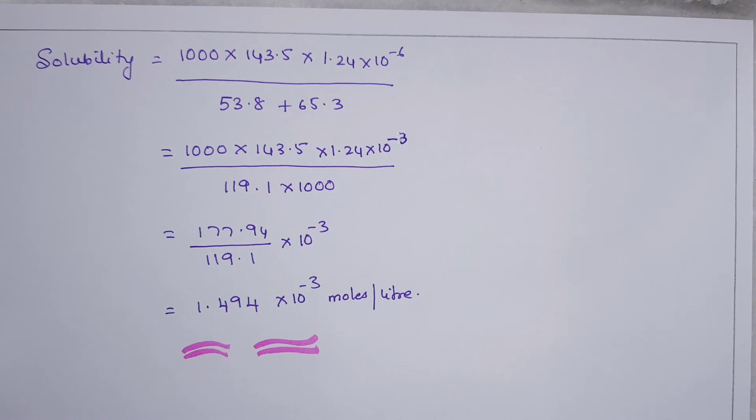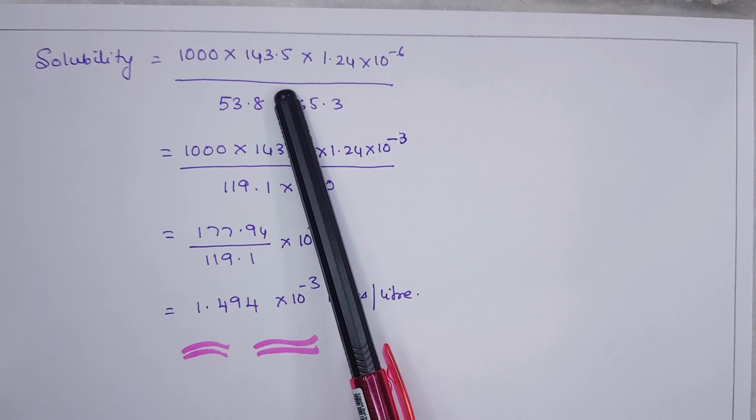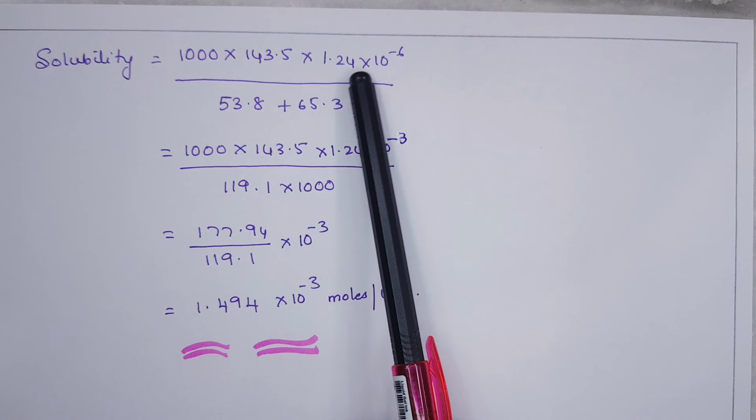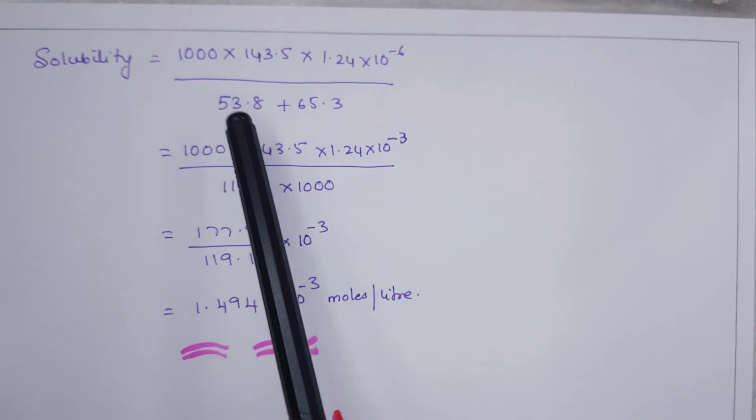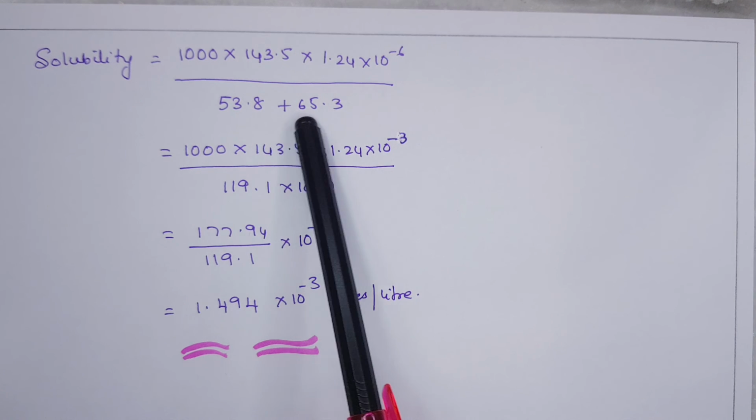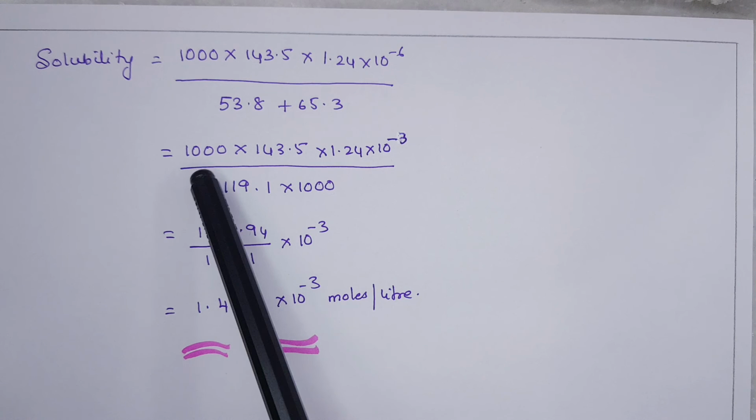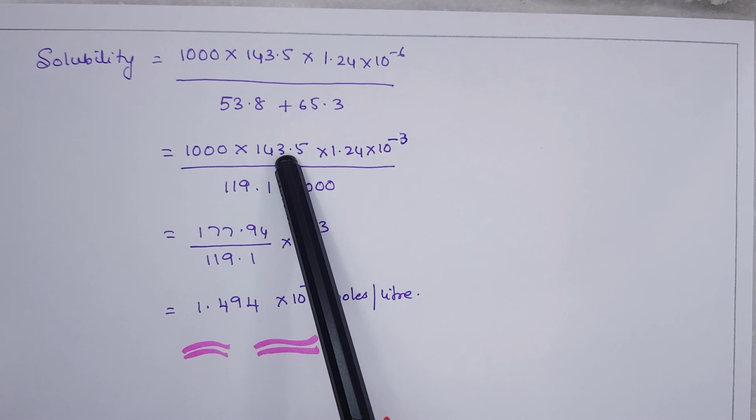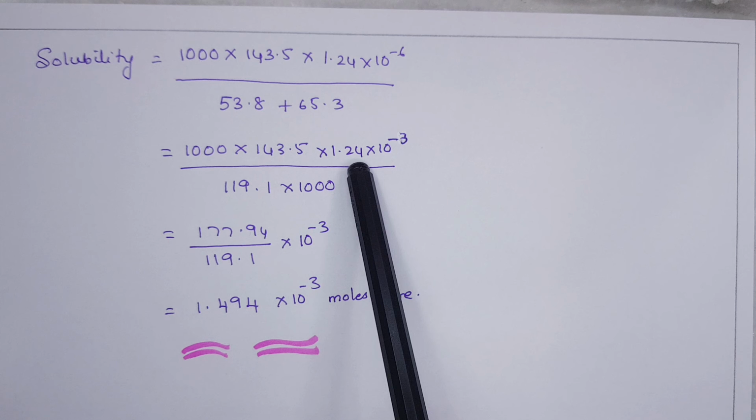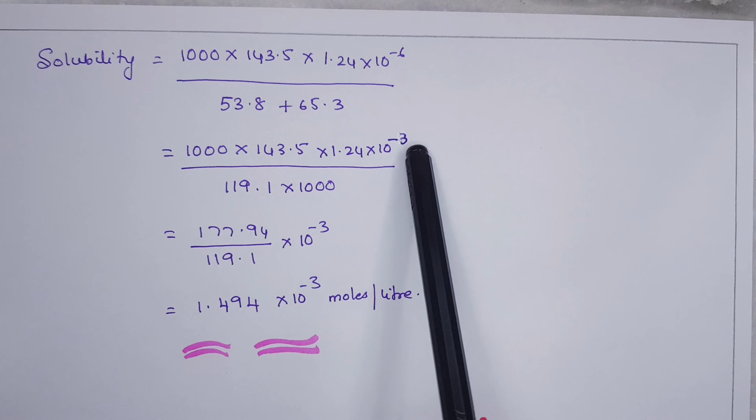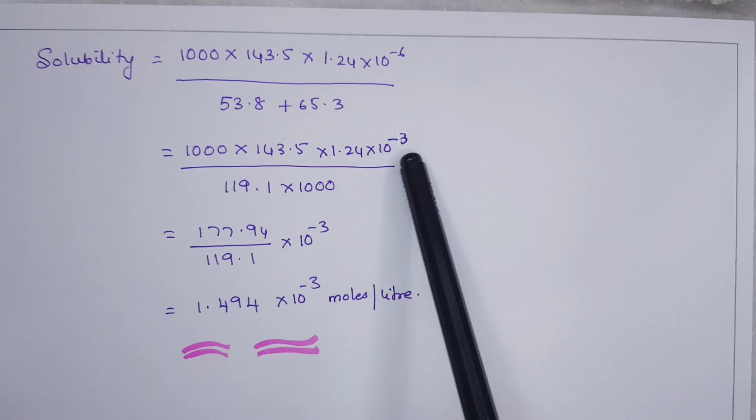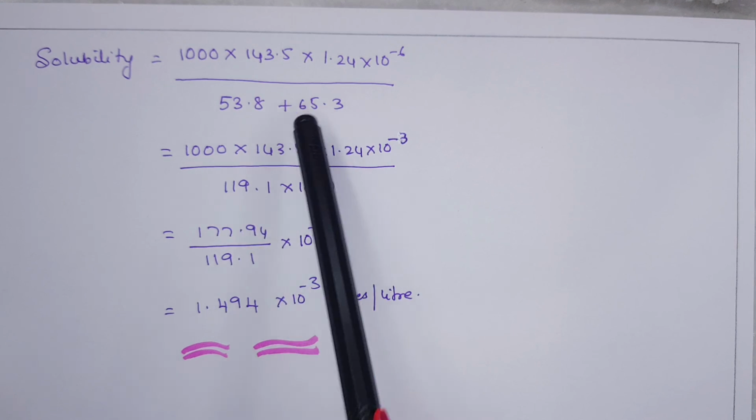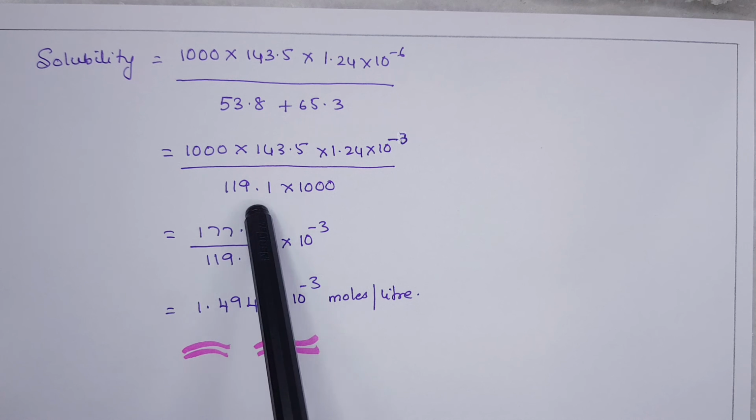So write down solubility is equal to 1000 into 143.5 into the value provided in the numerical, 1.24 into 10 power minus 6, by 53.8 plus 65.3. Okay, below that, 1000 into 143.5 into 1.24 into 10 power minus 3. This 10 power minus 6 I am splitting, students, into 10 power minus 3 in the numerator. If you add these two, we will get 119.1 into 1000.